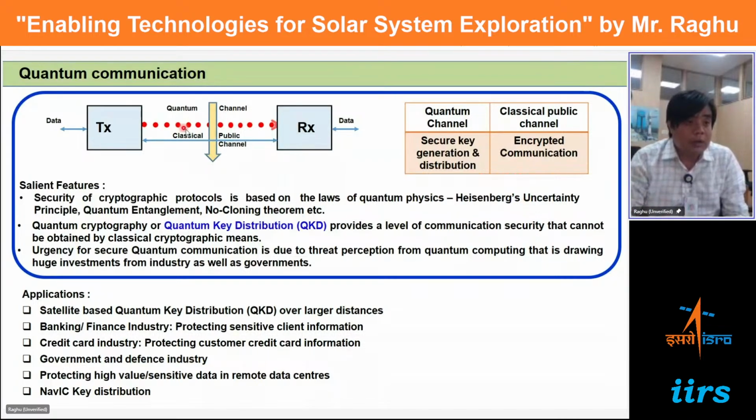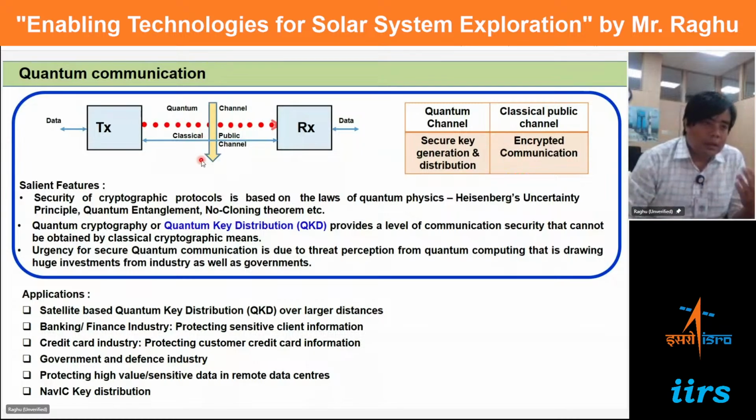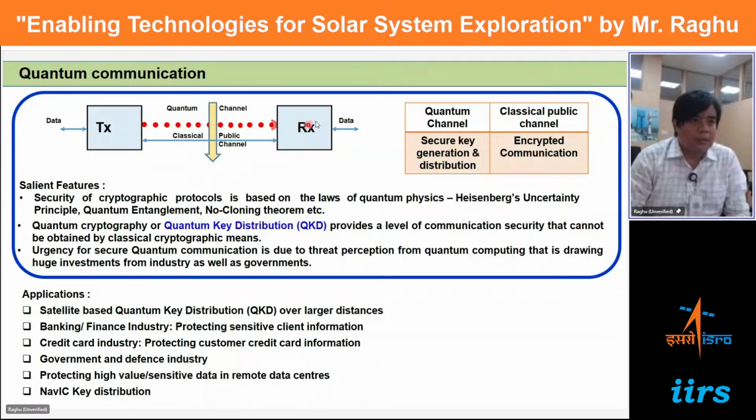Whenever any party wants to eavesdrop or steal some information, it will not go unnoticed, because Heisenberg's uncertainty principle says that trying to know something is itself a measurement. Measurement will disturb the system and it will reflect in terms of error in the communication, because the two parties continuously measure the error between them to check whether somebody has come in between.